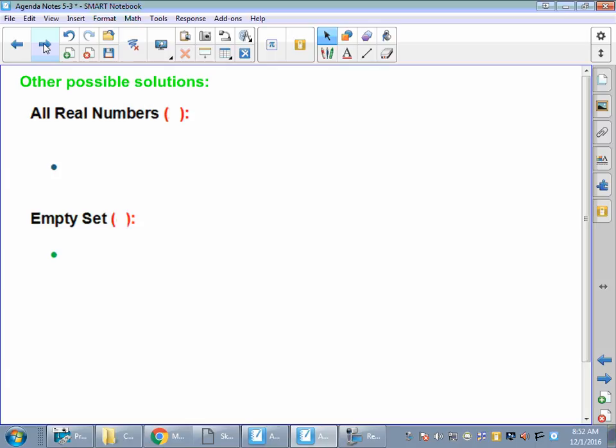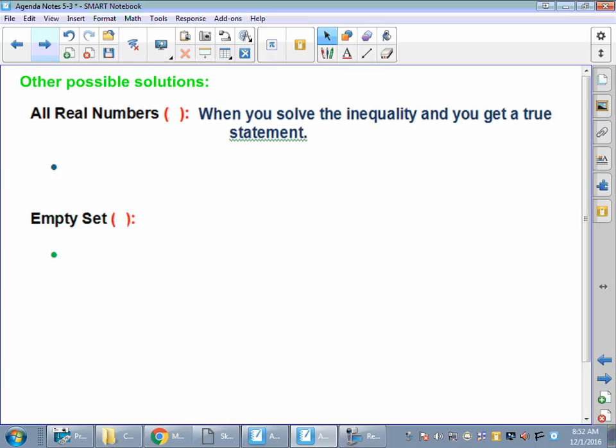There are a couple other possible situations that could happen. You could have all real numbers. That's that capital R with the double line on it. When you solve the inequality and you get a true statement, it's true. Now, when we did that with equations, we would get something like -2 equals -2, and that's true. But if we're looking at inequalities, we could get something like 0 is greater than -3. That is a true statement, which means all real numbers.